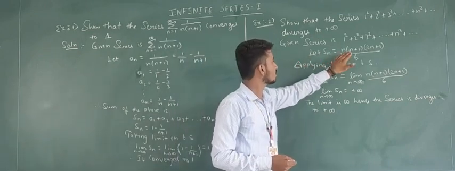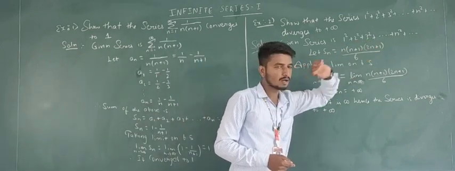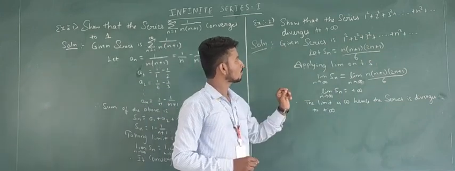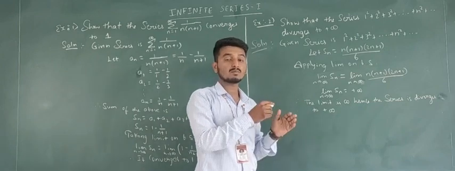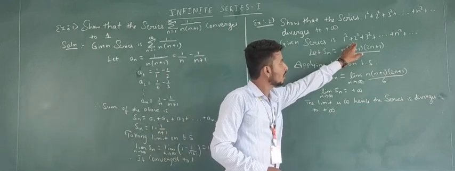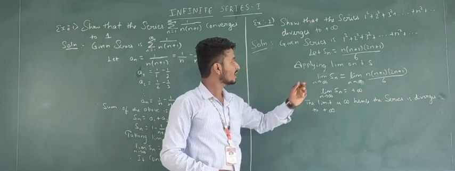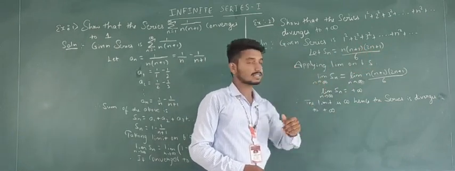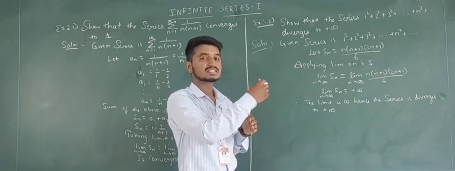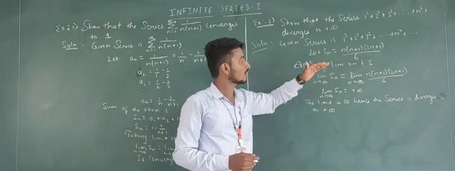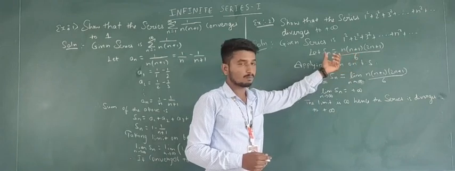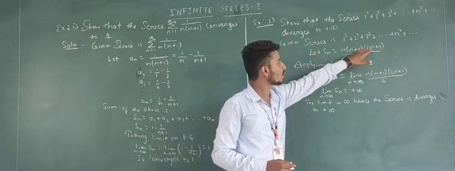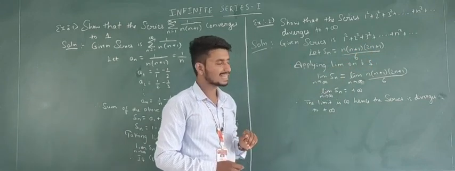The given series is 1 square plus 2 square plus 3 square plus so on plus n square plus so on. Let Sn equal the sum of n terms, the sum of the squares of the natural numbers. We will write it as n into n plus 1 into 2n plus 1 divided by 6. That is the sum of the squares of the natural numbers, the sum sequence Sn equal to n into n plus 1 into 2n plus 1 divided by 6.